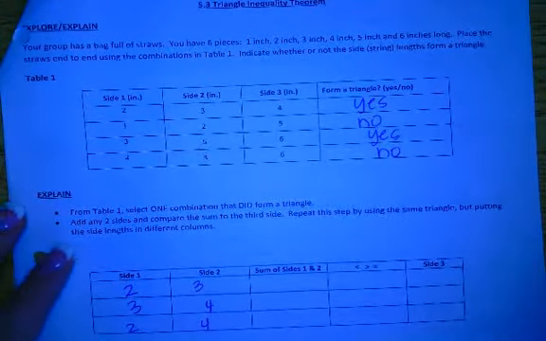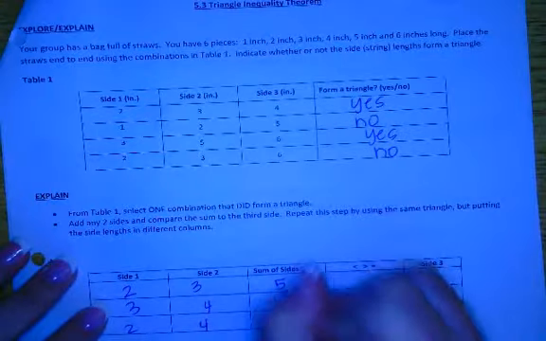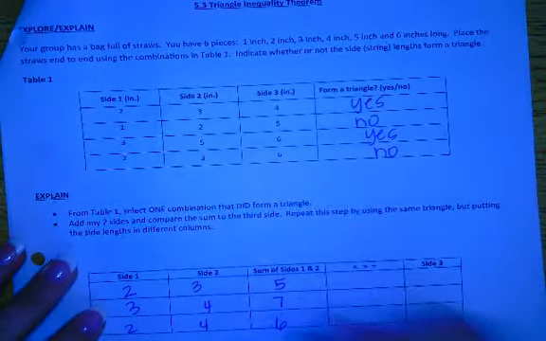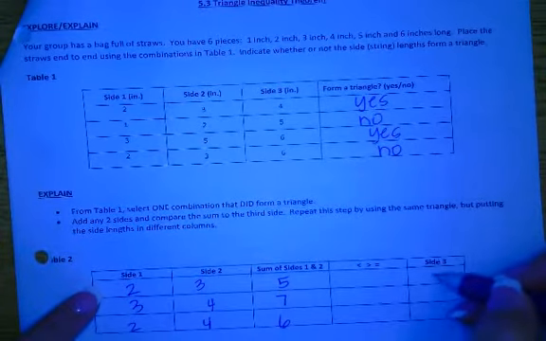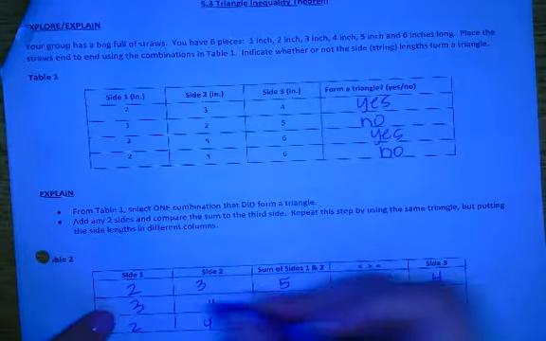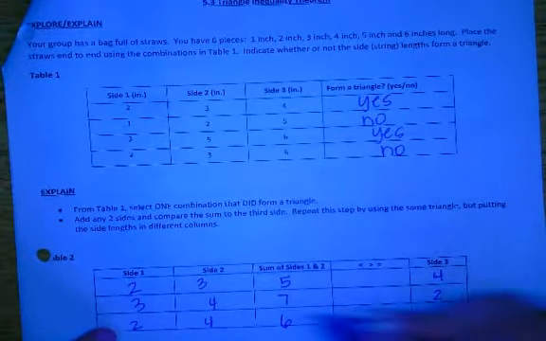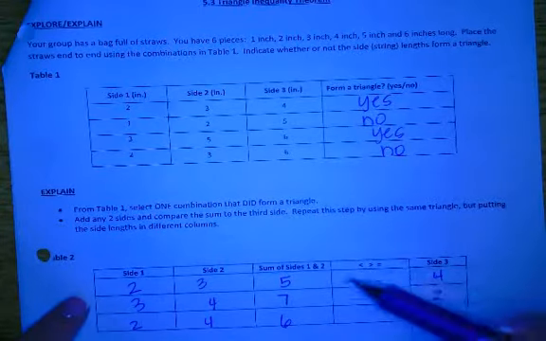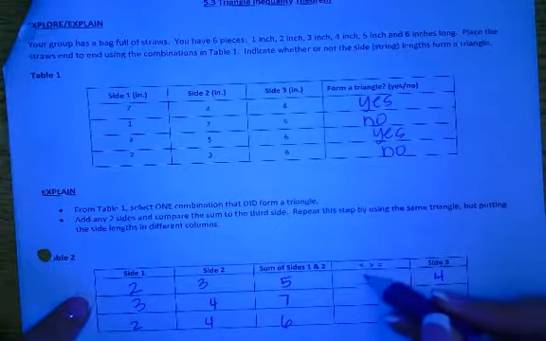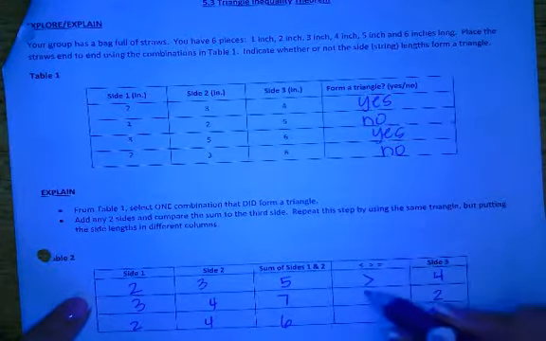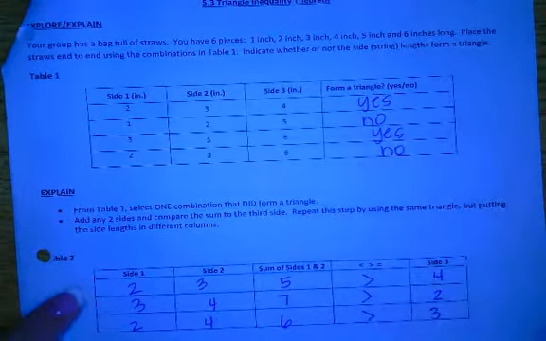Okay, so my missing side here would be 4. My missing side here is 2. My missing side here is 3. So is 5 less than, greater than, or equal to 4? Greater than. 7? 6? So what do you notice? The sum of any two sides is always more than the first.